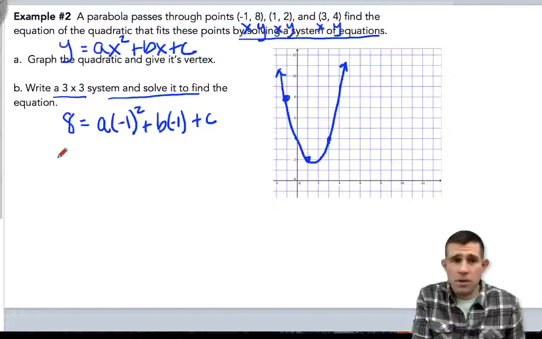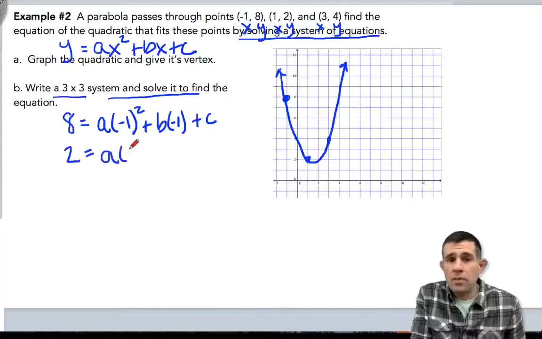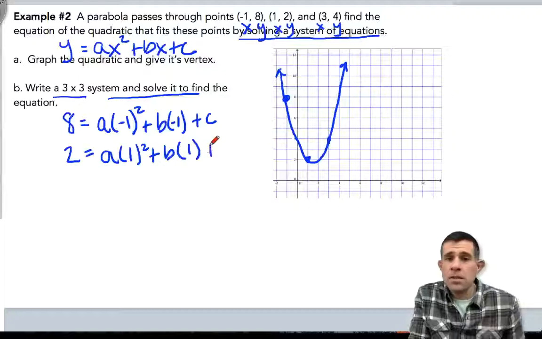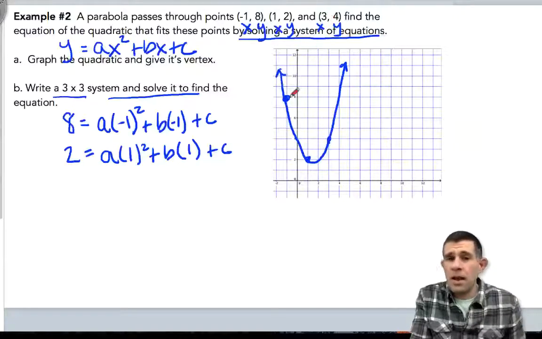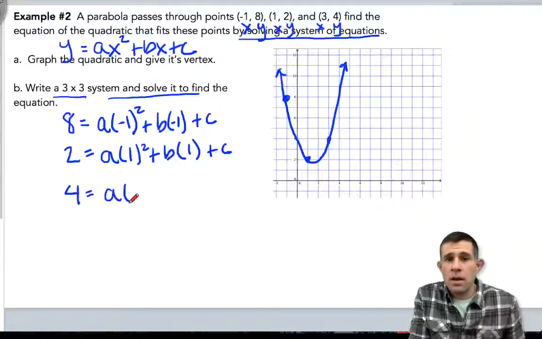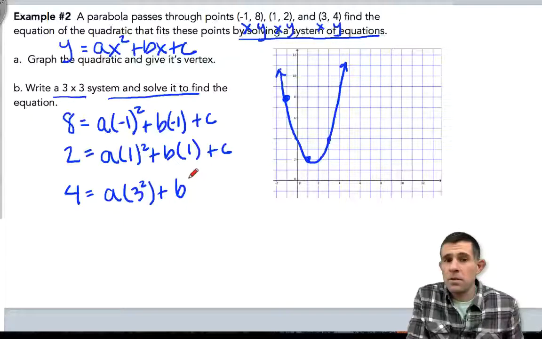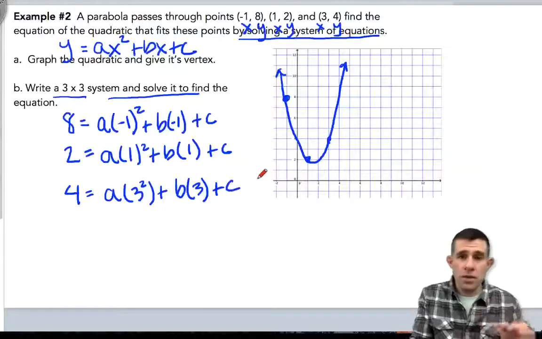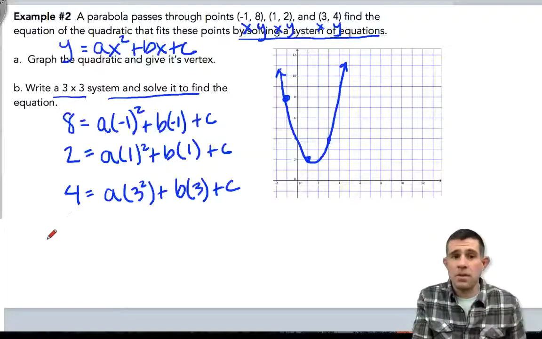My next ordered pair should be 2, because that's my y value, is equal to a times 1 squared plus b times 1, because again those are my x values, plus c. And then finally my last ordered pair should read like this: 4 is equal to a times my x value squared, which is 3 squared, plus my b value times my x, plus c. Okay, now let's go ahead and simplify this system of equations.